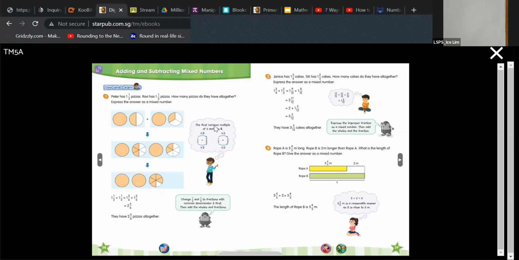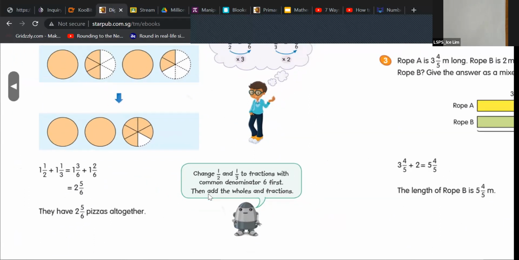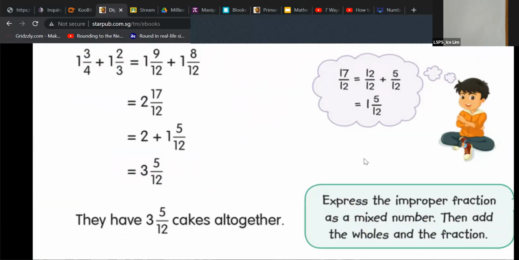Number one, as usual, we need the first common multiple idea. So we change the fraction of the mixed number part to equivalent first, then add the whole and fractions. Okay, so the other example is here. Doesn't this look familiar? We have to do something similar to this. So I can do it step by step here to make sure I don't make a mistake.